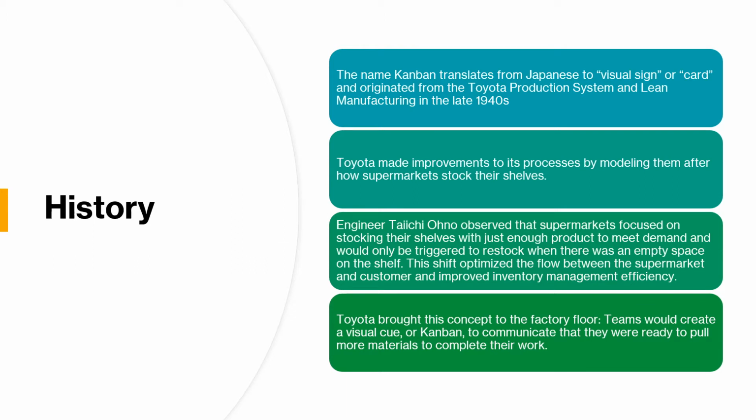Toyota made a lot of improvements to their processes by modeling them on their supermarkets, stocking their shelves with just enough product to meet the demand, and they were only triggered to restock when there was an empty space on the shelf. This made a lot of improvements for the customer and also improved inventory management efficiency. Toyota then brought this concept to the factory floor. The teams would create a visual cue, or Kanban, to communicate that they were ready to pull more materials to complete their work.